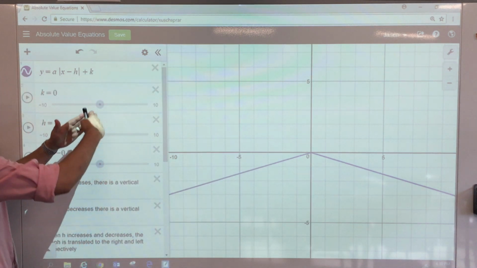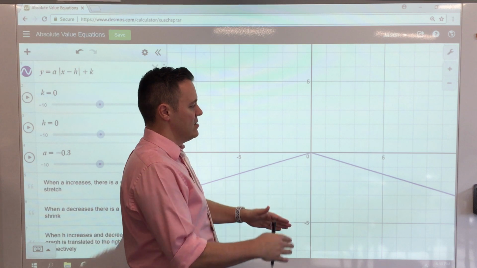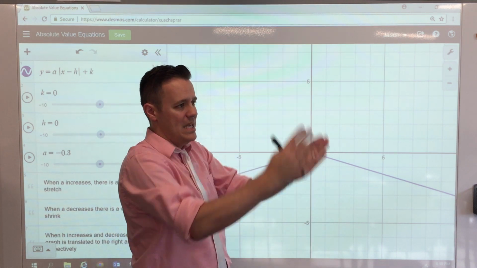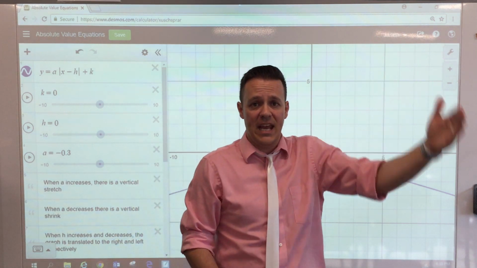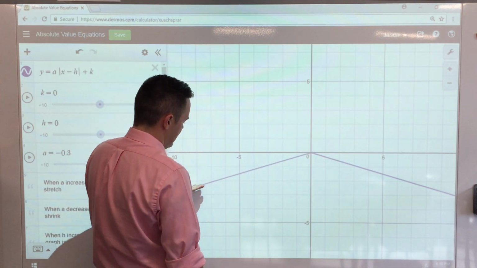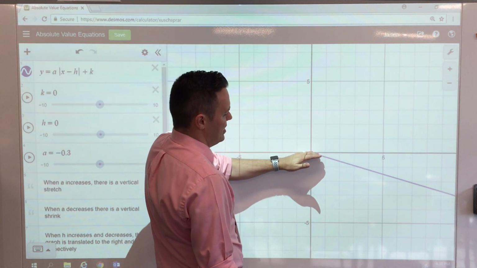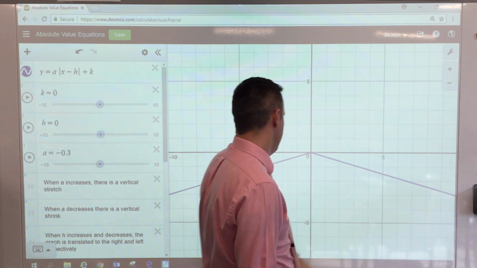As you guys saw, it's going to be open down because I'm going for every negative value on the outside. So if the absolute value inside is always going to be a positive number, if I attach a negative to the outside, what is happening? It's actually flipping this equation. So as it reaches here, it's still going to be negative value. So the negative Y value is always going to be down.